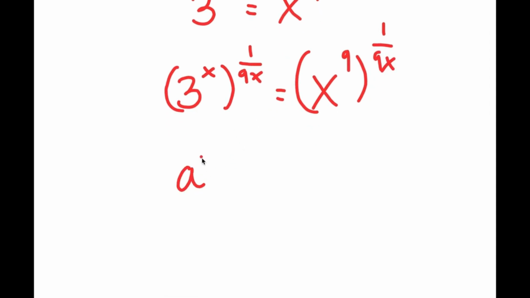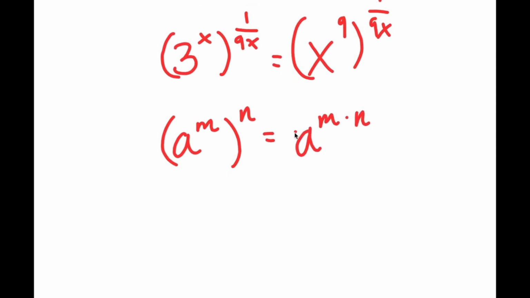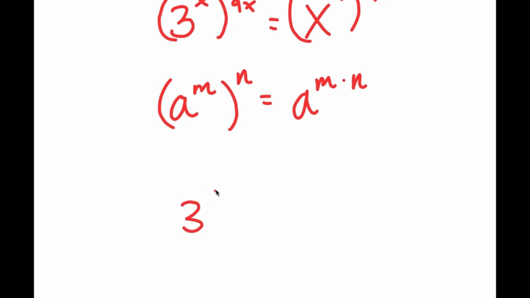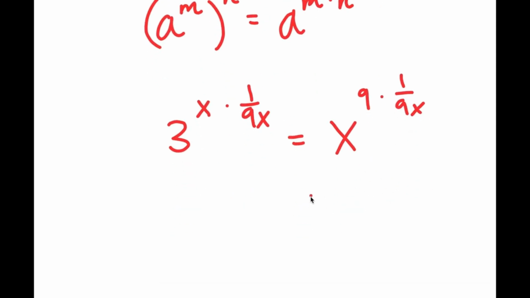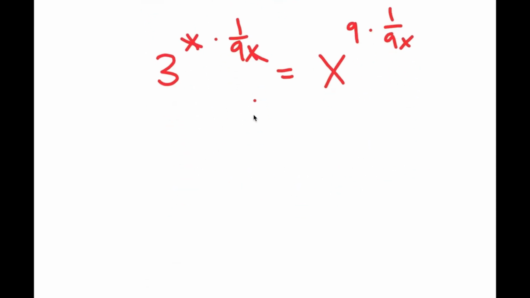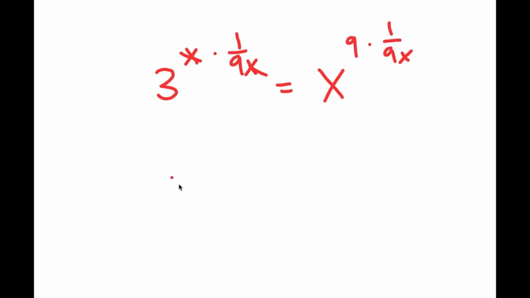If I have something in the form a to the power of m to the power of n, this is equal to a to the power of m times n. So 3 to the power of x to the power of 1 over 9x is going to equal 3 to the power of x times 1 over 9x. And this is going to equal x to the power of 9 times 1 over 9x. Now x and x in the denominator here cancel out, so I get 3 to the power of 1 over 9 is equal to x to the power of 9 and 9 cancel out, 1 over x.